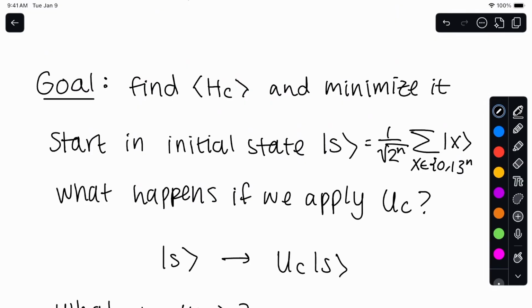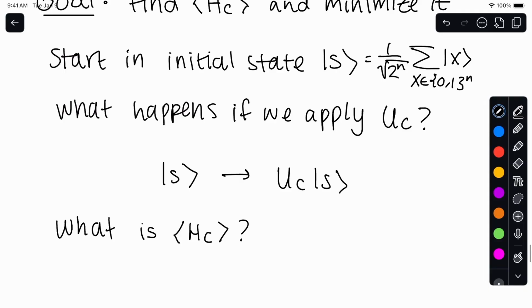We're going to start in the initial state, which is the equal superposition state of all bit strings of length n, the classic one, which we create by applying a Hadamard gate to every qubit. If we apply UC to this state, then we'll be in this state. And let's consider what the expectation value of our cost Hamiltonian would be in this case.